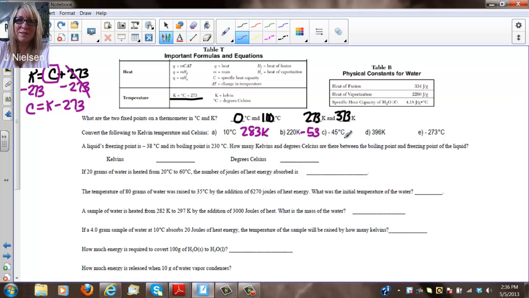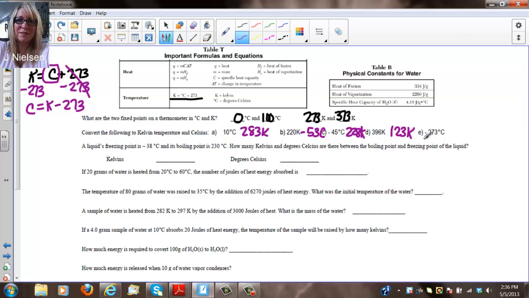Negative 45 Celsius to Kelvin. So this is going to be negative 45 plus 273, which is going to give me 228 Kelvin. And 396 Kelvin to Celsius. 396 minus 273 gives me 123 Celsius.